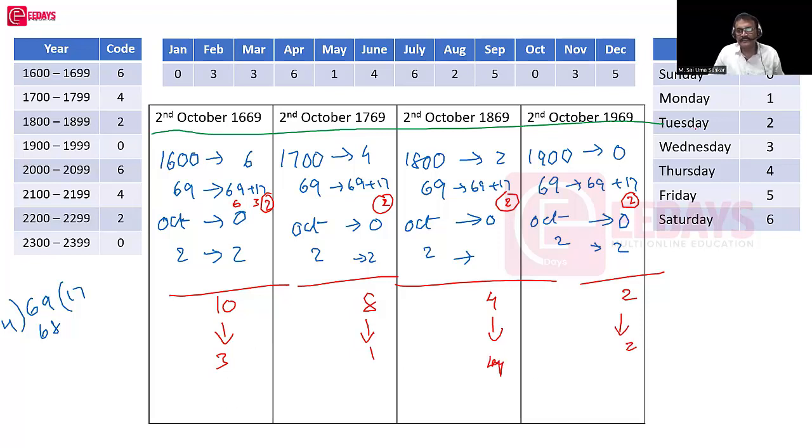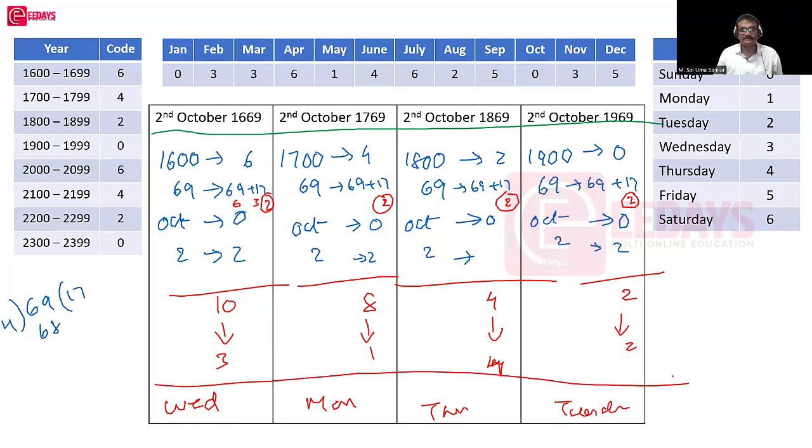Okay, what is the 3? That is Wednesday. What is the 1? That is Monday. And what is the 4? That is the Thursday. And what is the 2? That is the Tuesday. Right? That is the answer.